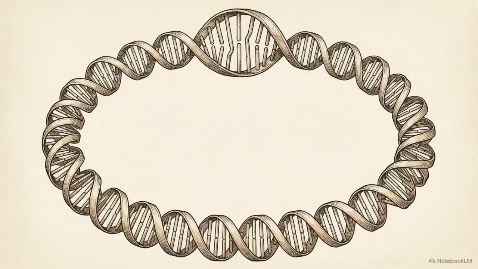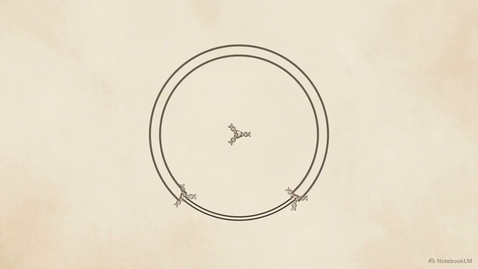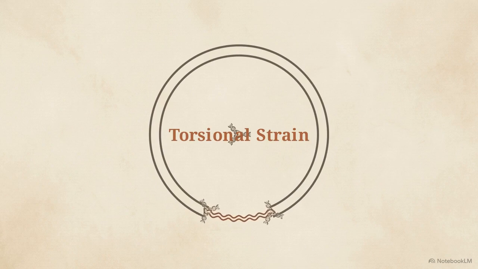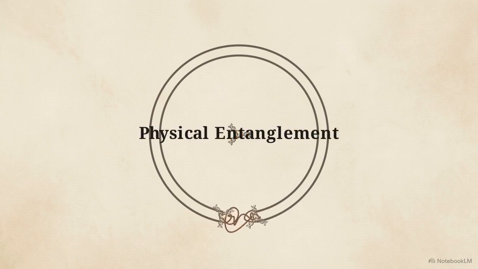Zooming out to the end of the E. coli replication cycle, we look at the macrostructure of the circular chromosome. As the two opposing replication forks converge, the physical danger shifts. Torsional strain gives way to physical entanglement.